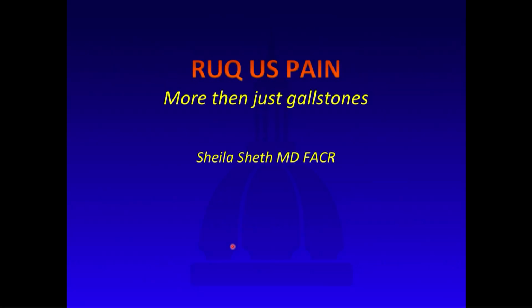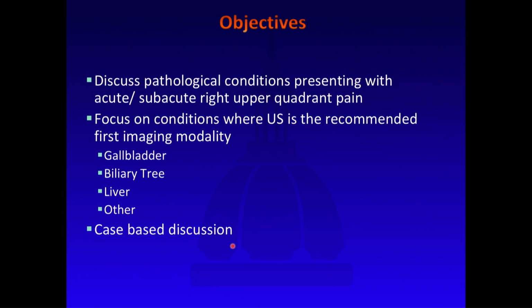So this is kind of a little bit back to the ED, but right upper quadrant pain more than gallstones. So my objective today is to discuss pathological conditions presenting with acute or subacute right upper quadrant pain. And I'm going to focus on conditions where ultrasound is the recommended first imaging modality. So we'll talk about the gallbladder, the biliary tree, and then show some cases in the liver and other. And it will be a case-based discussion.